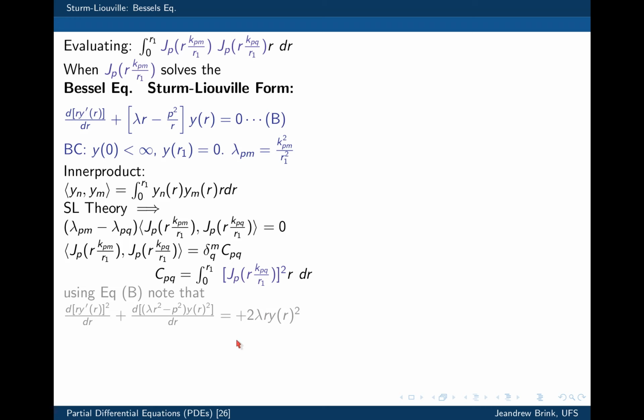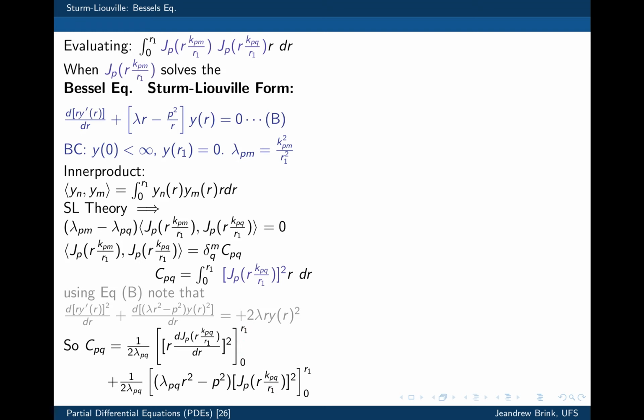And so we can actually say that the integral Cp is 1 over 2 lambda associated with the eigenvalues, times basically this thing evaluated at 0 and r1 on the boundary, plus this thing evaluated at 0 and r1 on the boundary. Okay, and so let's now do it.